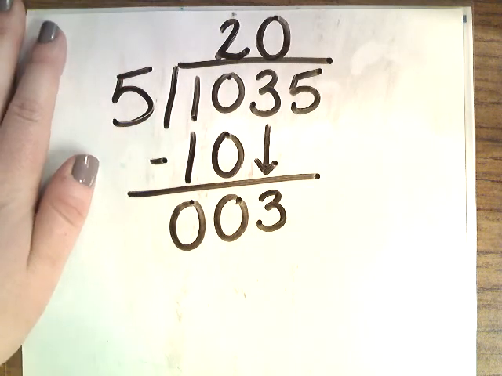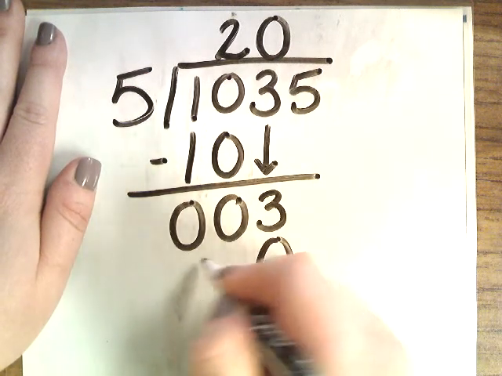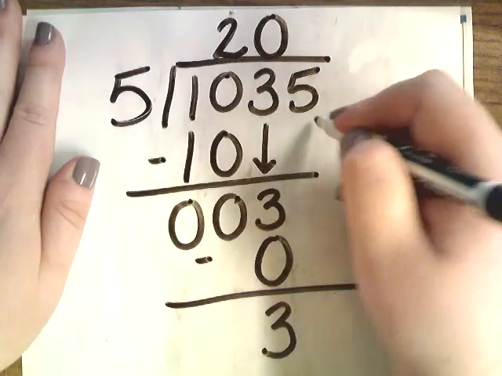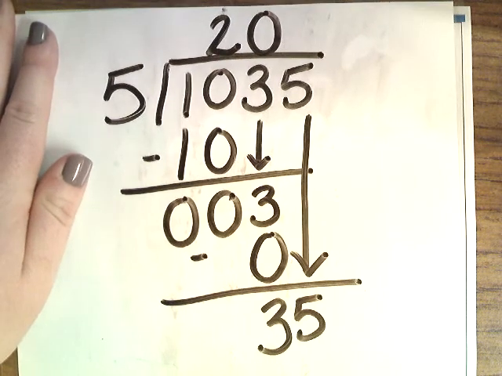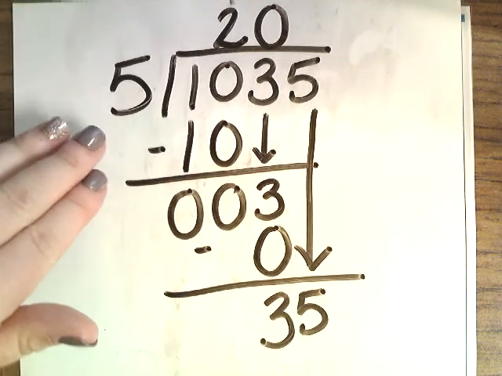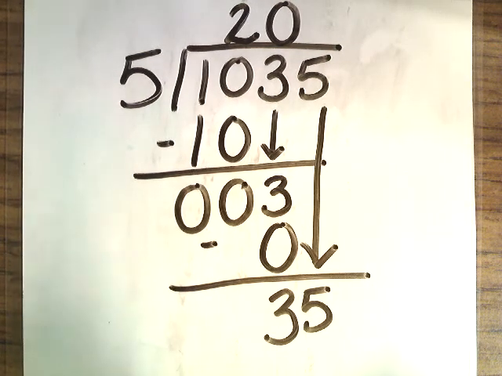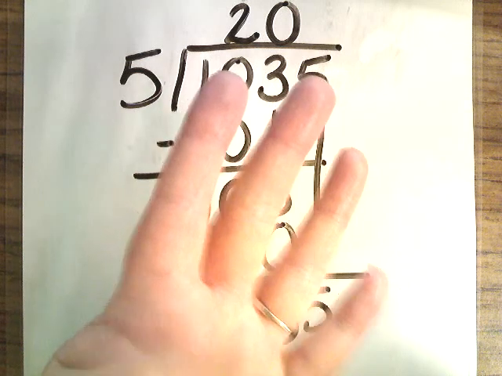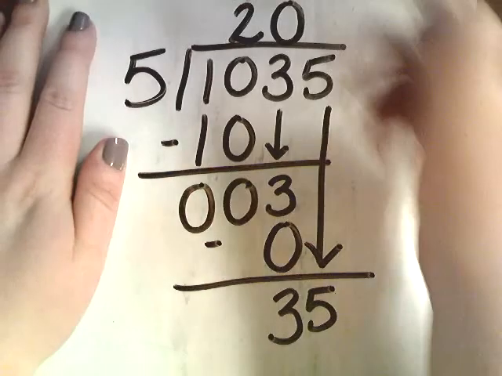Okay? And we're going to do the same thing. 0 times 5 is 0. And we do the subtraction. 3 take away 0 is 3. Bring down the 5, which gives us 35. Okay? Then we're going to say, how many groups of 5 are in 35? So if we count by 5s without going over but getting close or getting right on, we need to get to 35. So we have 5, 10, 15, 20, 25, 30, 35 exactly. So it fits 7 times.